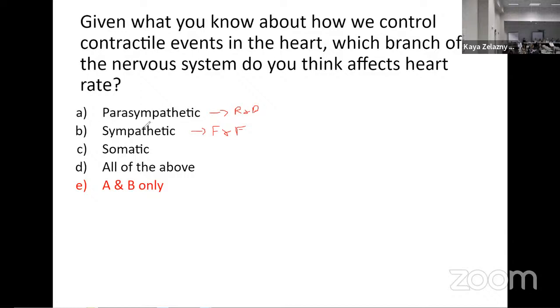So when we're fighting or fleeing, we need a fast heart. We need lots of blood going out to our organs to supply those muscles with oxygen. When you're resting, digesting, sleeping, you can have a nice, slow, relaxed heart, not overwork that heart muscle. The somatic nervous system, remember, is specifically for skeletal muscle. So only muscle connected to bones.